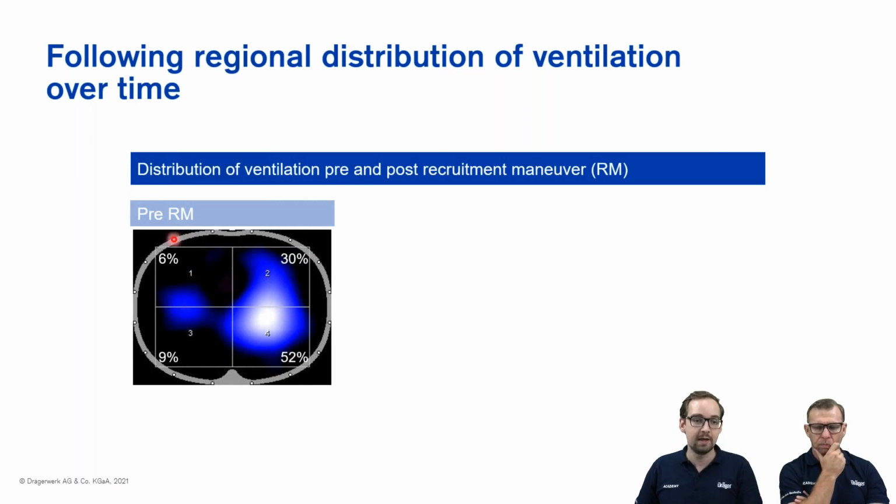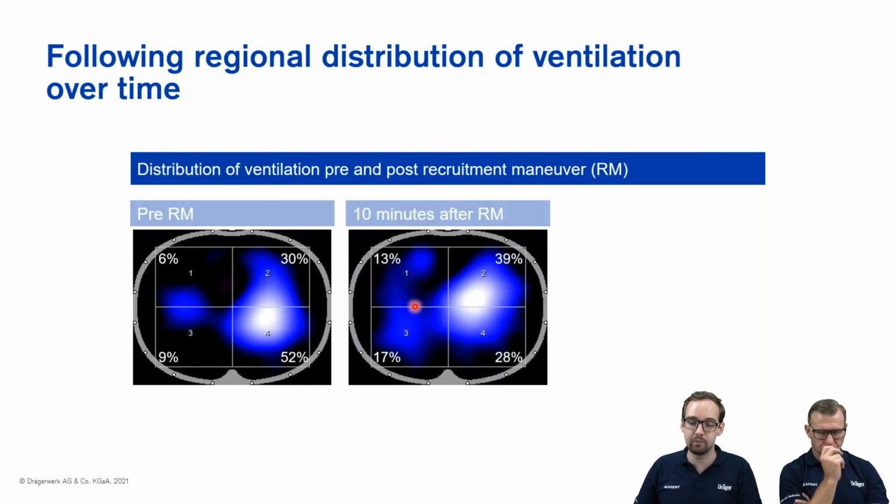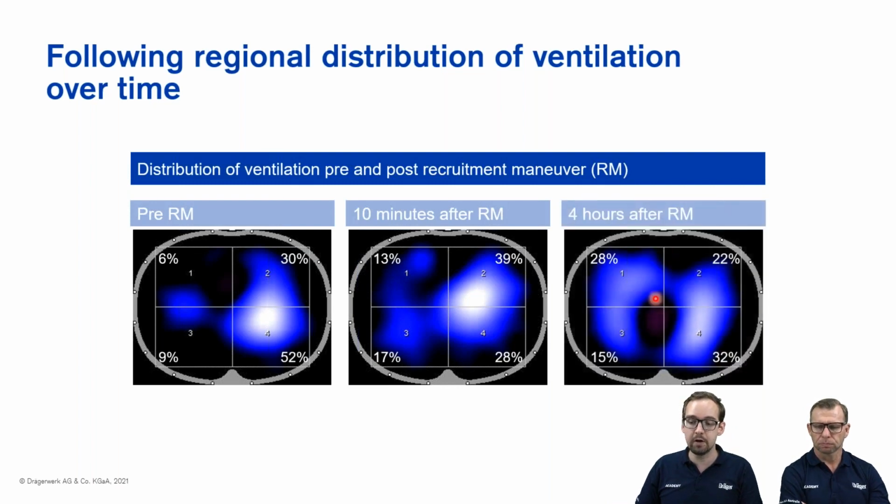In this case, they decided to perform a recruitment maneuver. The patient started coughing and mucus was removed. And suddenly you can see this. You see an improvement of ventilation in region number 1 and region number 3. So you can immediately see, while you're performing a recruitment maneuver, is the patient responding yes or no? To have this immediate feedback, is my therapeutic intervention actually achieving what I wanted to achieve? And if we now continue even more, 4 hours after recruitment, we can see that the distribution of ventilation has improved even more.